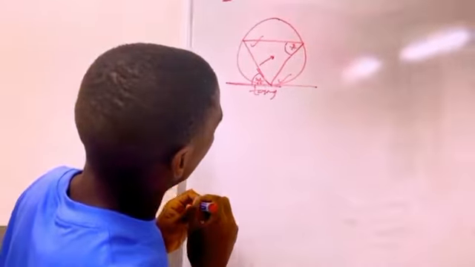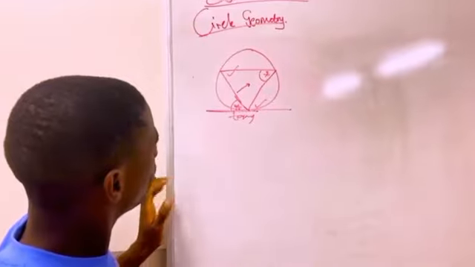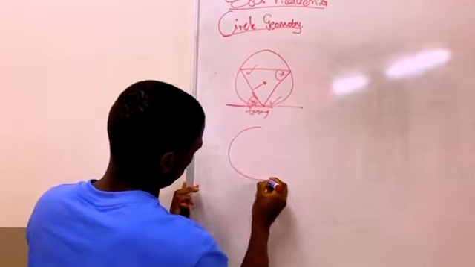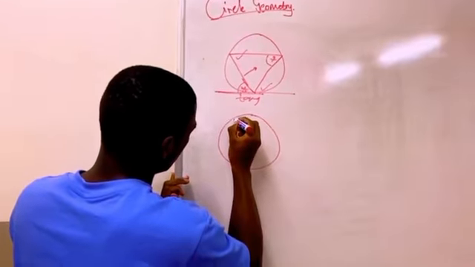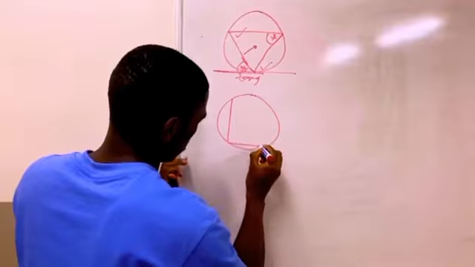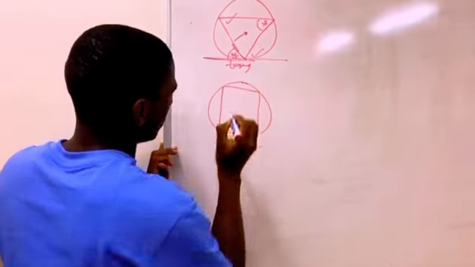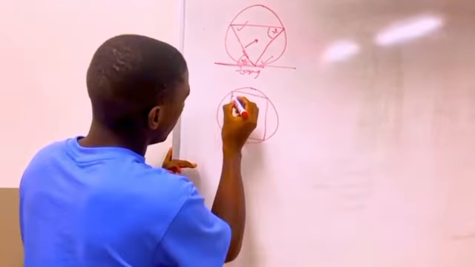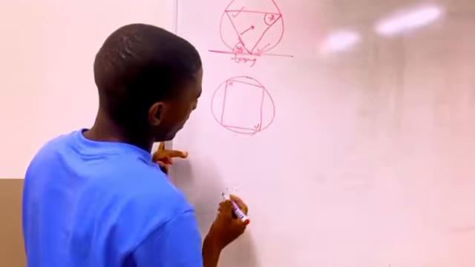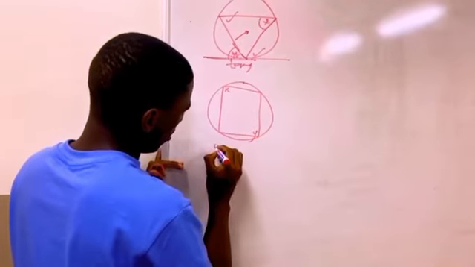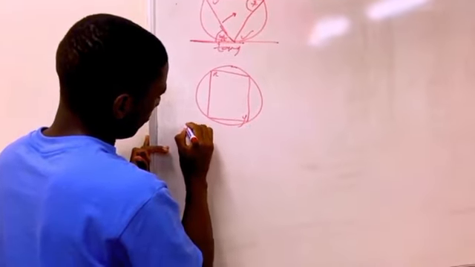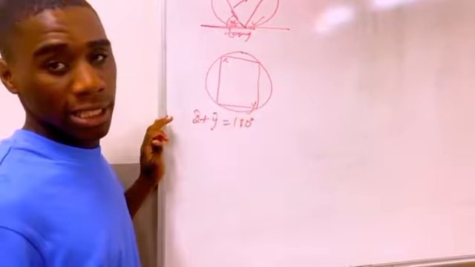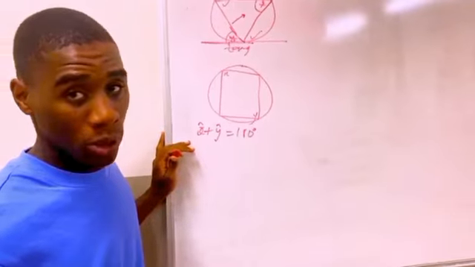Okay. We can continue. I'll continue doing cyclic quad. A cyclic quad is a quadrilateral that is inside a circle, where we say the opposite angles, x plus y equals 180. Meaning the two opposite angles in a cyclic quad are supplementary. They add up to 180.